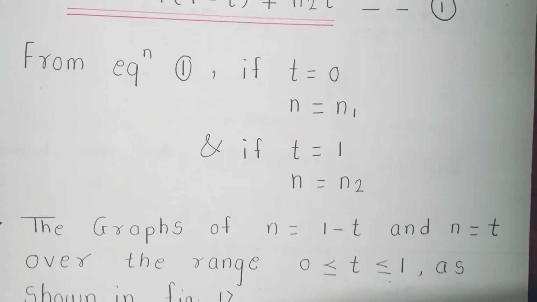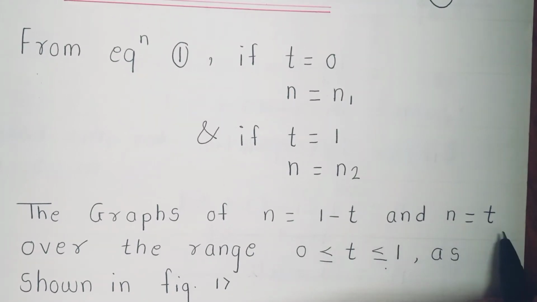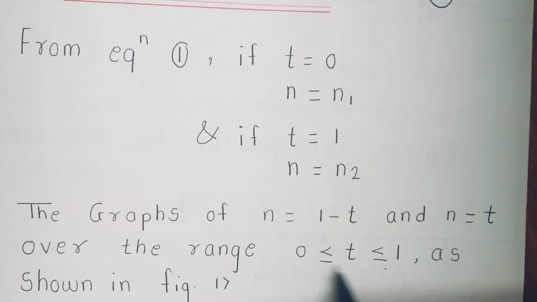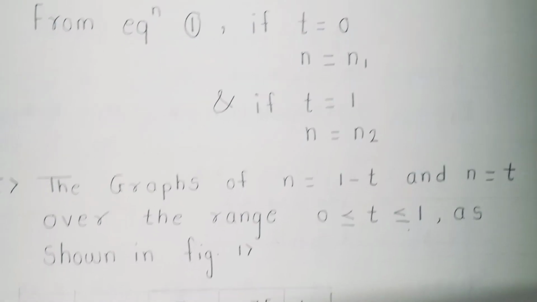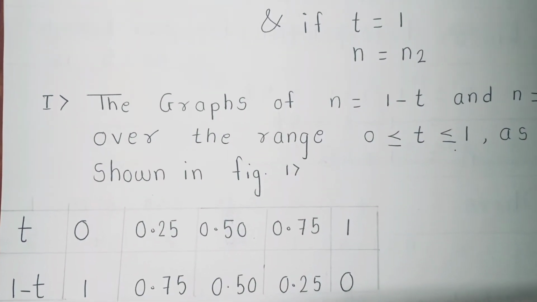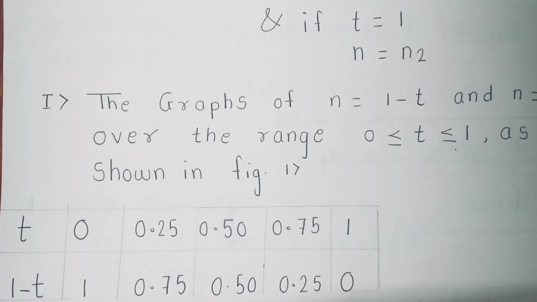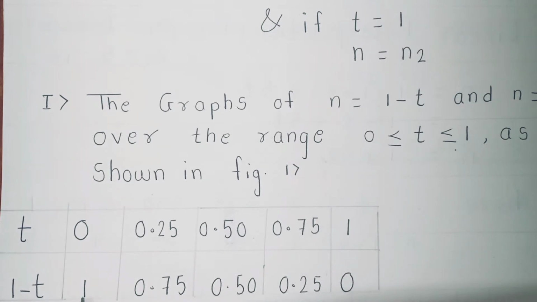Now we draw the graphs for n = 1 - t and n = t over the range 0 ≤ t ≤ 1. So here in this figure we first find the values for t and 1 - t. So we use the range 0 to 1. So for the linear interpolation we use the equal spacing 0.25 and after that find the values for 1 - t here.